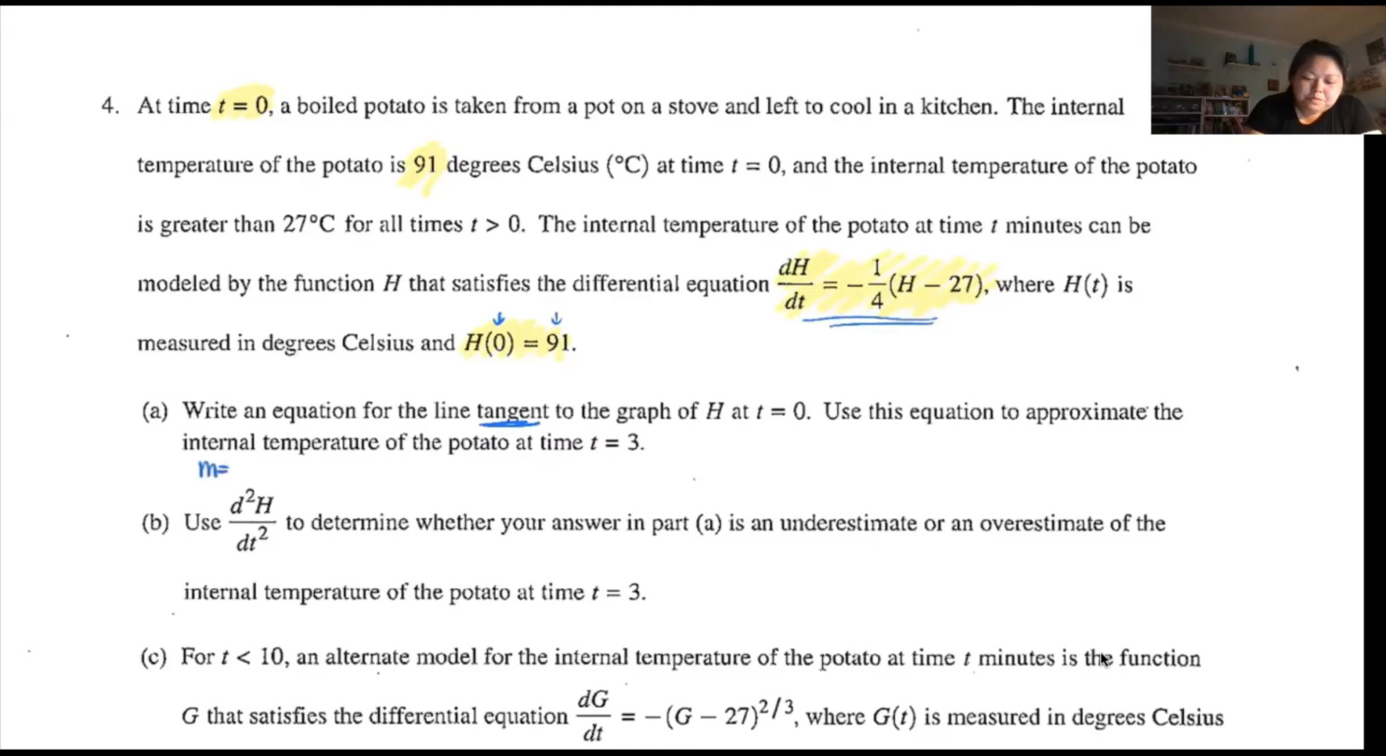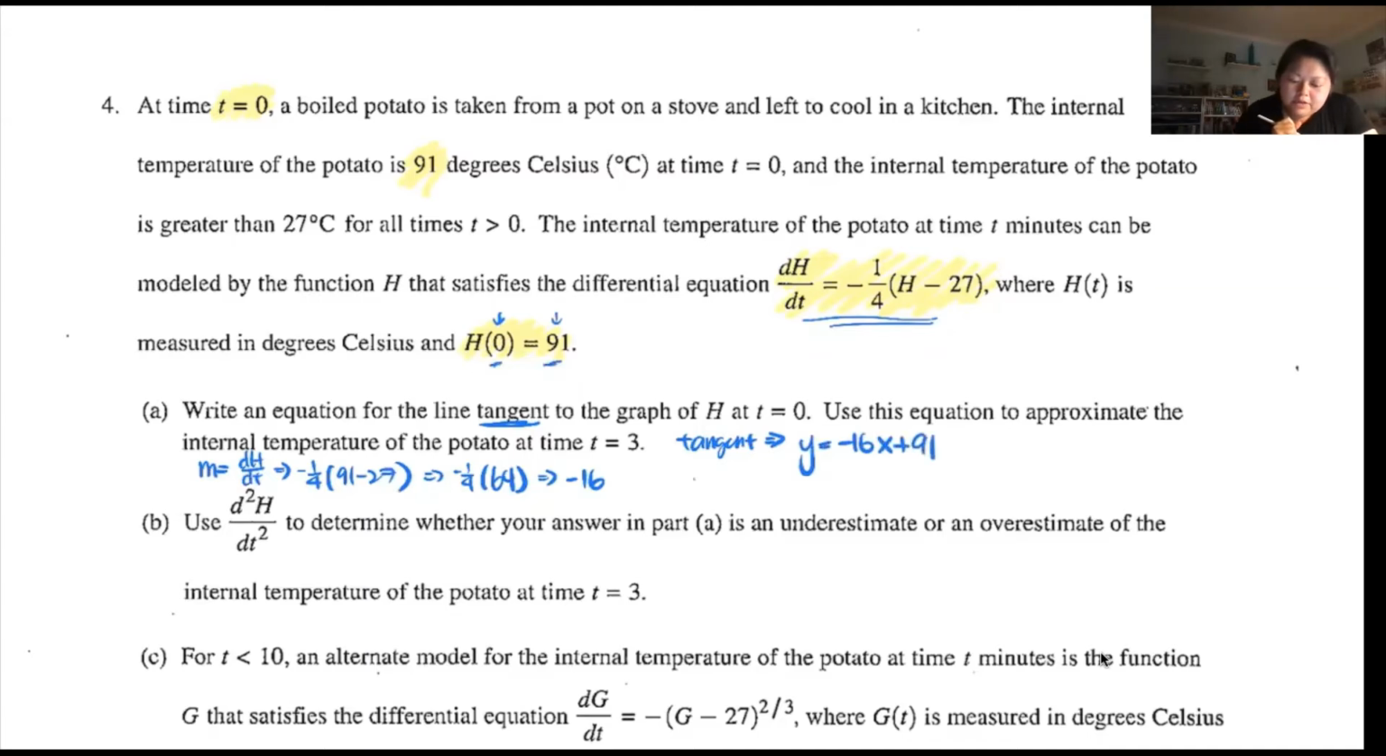So slope equals dh/dt, which is negative 1/4 times what is h? H is your temperature. At this point, temperature is 91. So 91 minus 27. Okay, so let's figure that out. That's negative 1/4 times (91 minus 27), that is 64. And that will give you negative 16. All right, so then your tangent line is y equals mx plus b, right? Y equals mx plus, and this is the y-intercept, so it's just plus 91.